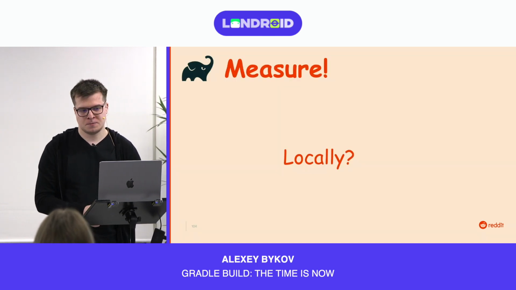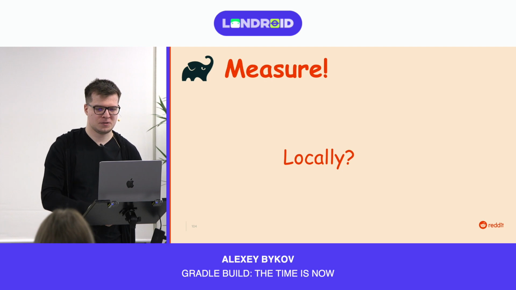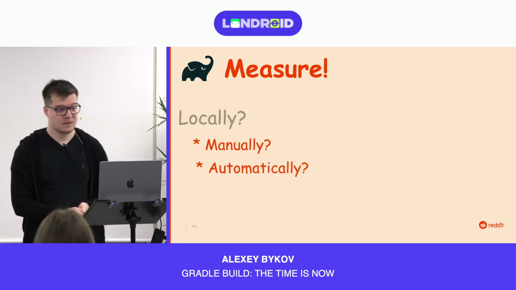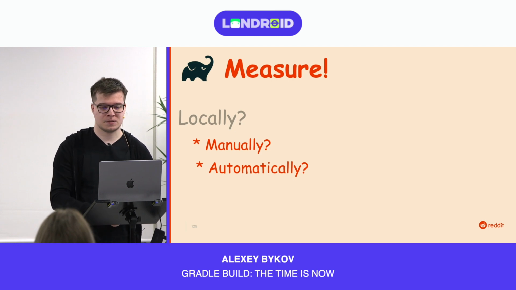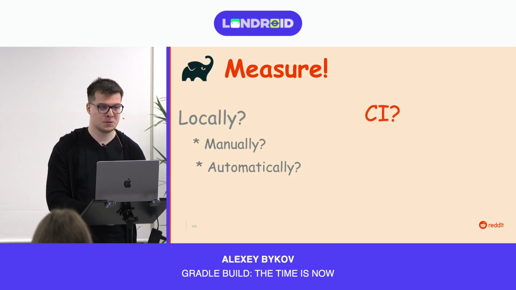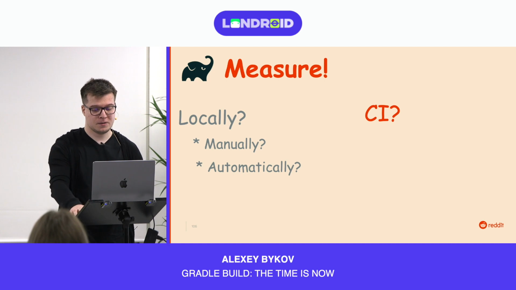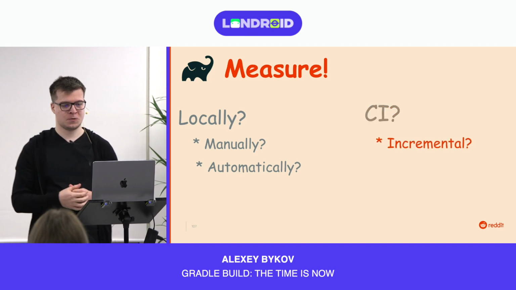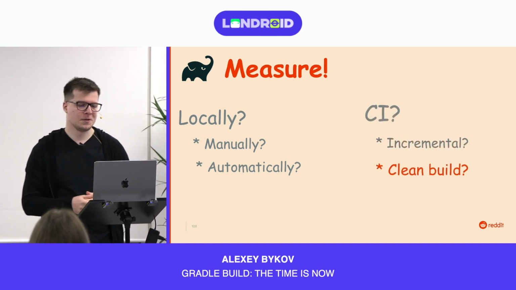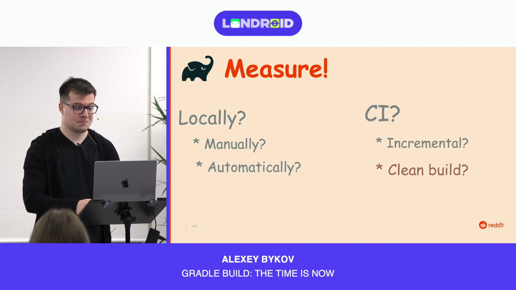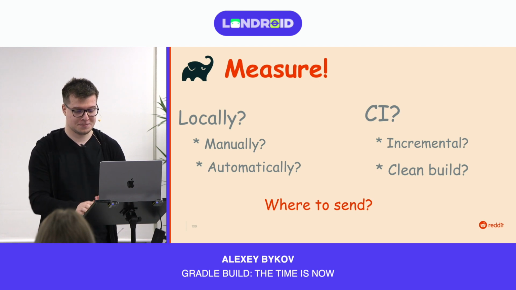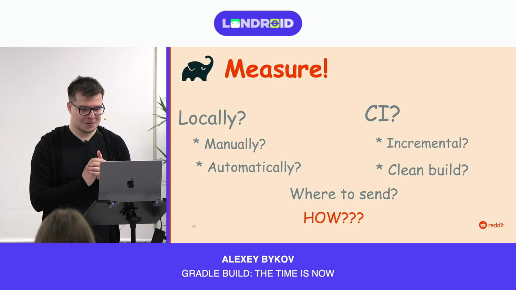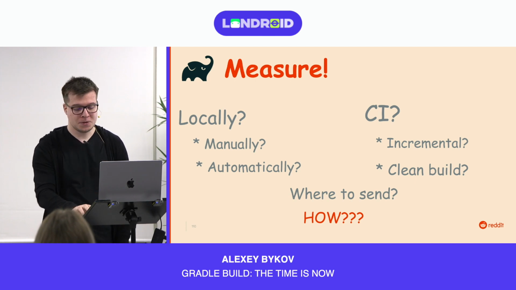For instance, should you do that on a local machine? If yes, how should you do that, manually, automatically? Should you set up local build agents? Or maybe it's better to do that on the CI with the CI build agents. And okay, what should you actually measure? Only incremental builds, only clean builds, and where should you send it? And how are you going to do that? So let's answer all of those questions.